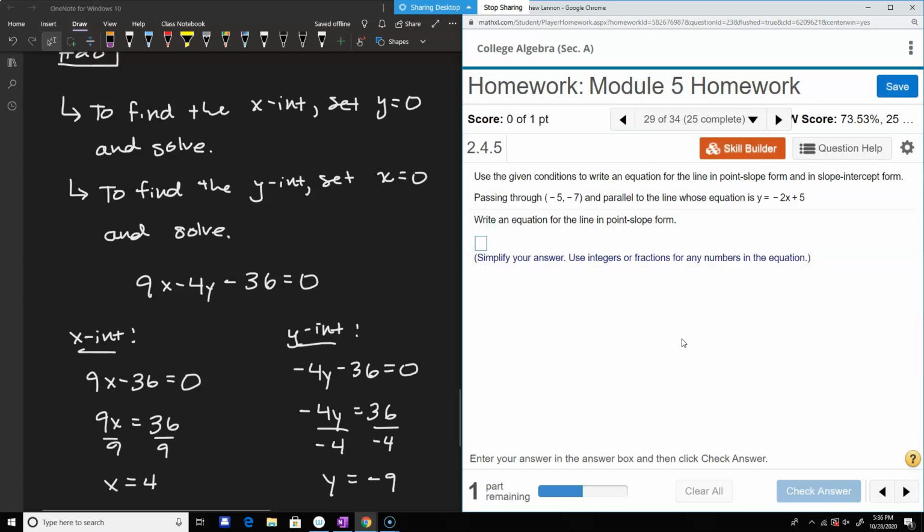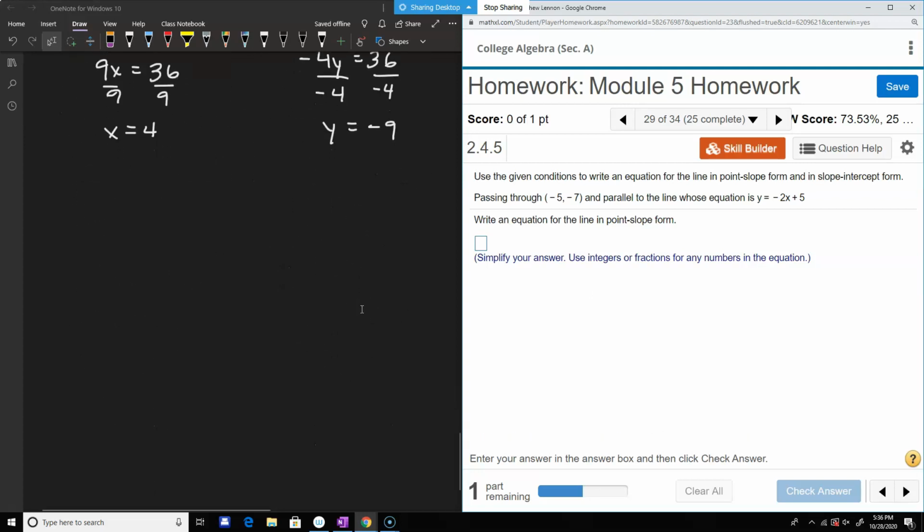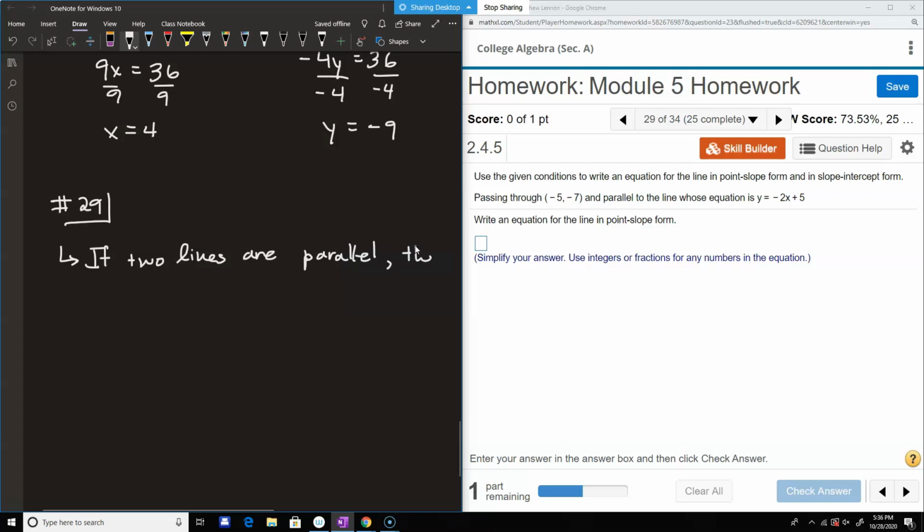Okay, so then we get into parallel and perpendicular slopes. So number 29 here. The thing to know here is if 2 lines are parallel, the value of their slopes is identical. Right, so they're going to have the same slope if they're parallel.